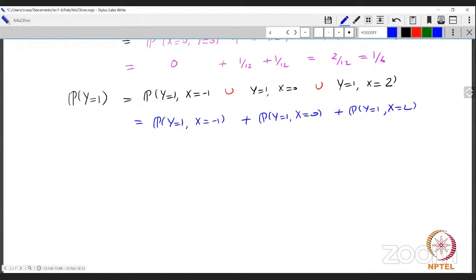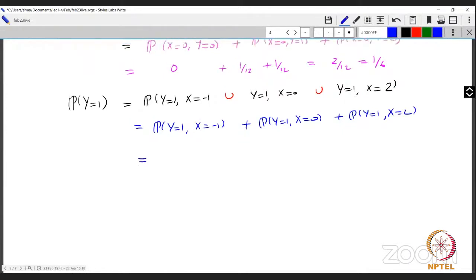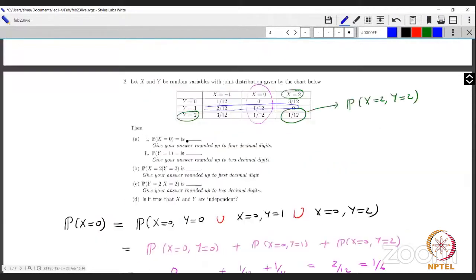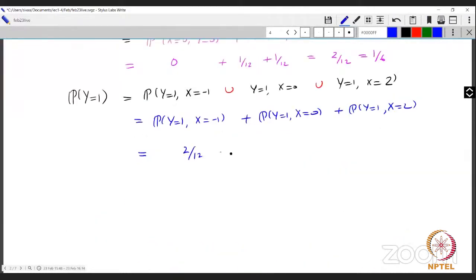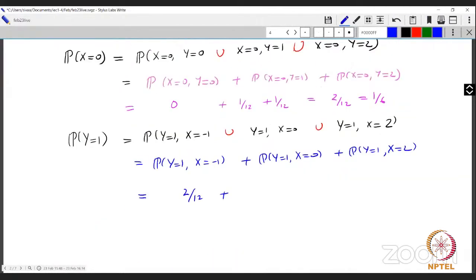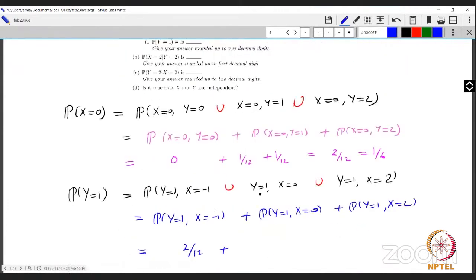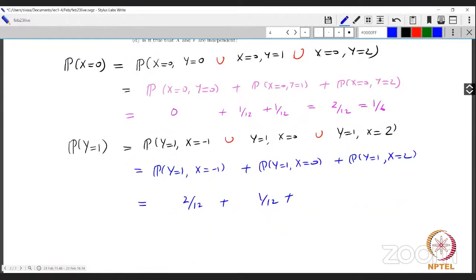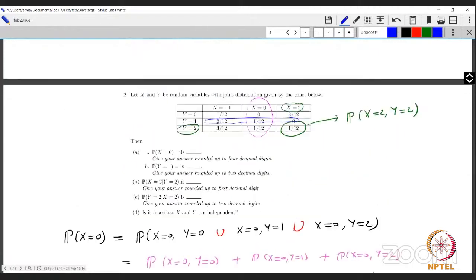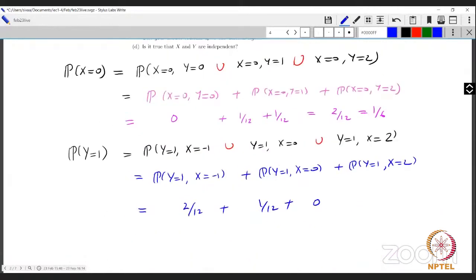So you come down here, and then what do you get? The chance that y equal to 1, x equal to minus 1 is 2 over 12, plus y equal to 1, x equal to 0 is 1 over 12, plus y equal to 1, x equal to 2 is 0. So I get 3 over 12, which is 1/4. Very nice. So that's part 1 and part 2.